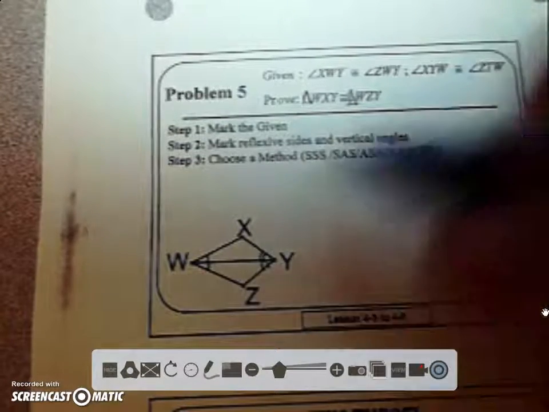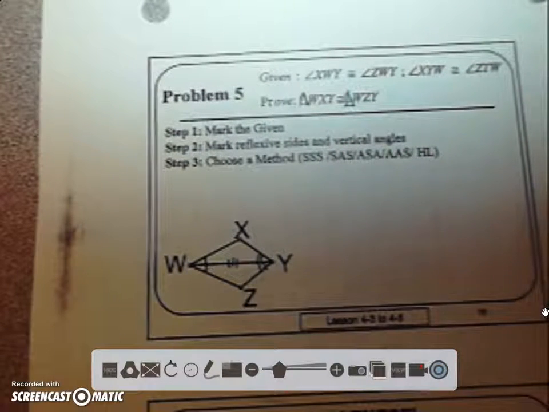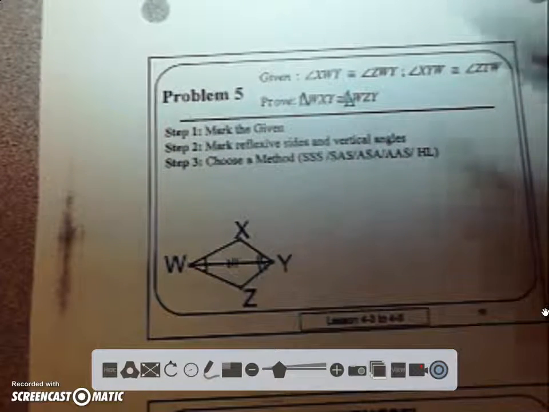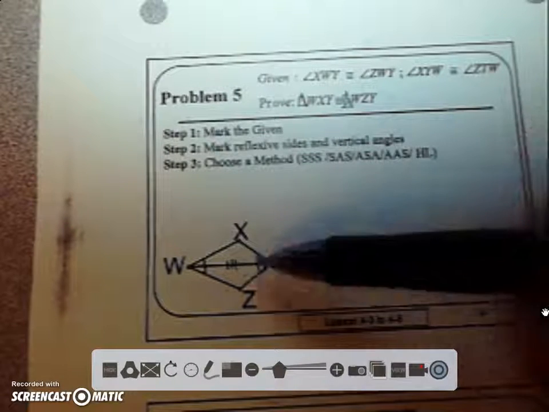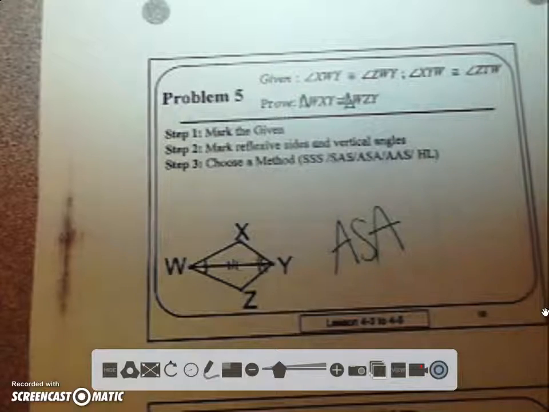So we know that this is given. This is a reflexive side, so it's congruent to itself. And we have angle, and then a side, and another angle. So ASA as our property.